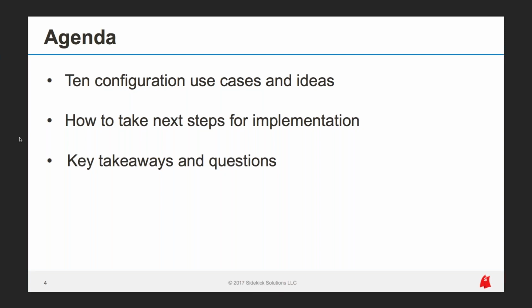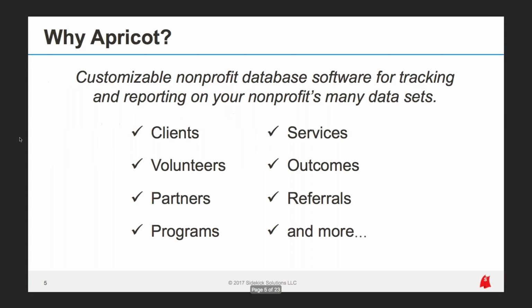So we have a lot to cover today, so let's take a quick look at our agenda and then we can dive in. During this webinar, we're going to take a look at 10 ways to configure your Apricot database. That's going to include a number of use cases and ideas. Then at the end, we're going to conclude with some outlining of next steps for implementation. If any of these use cases feel like a fit, what's your next step? Then we're going to wrap up with key takeaways and questions. So let's dive in.